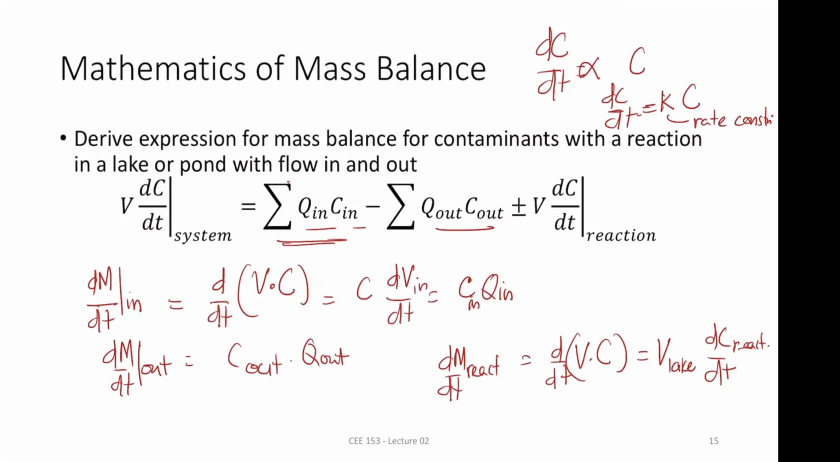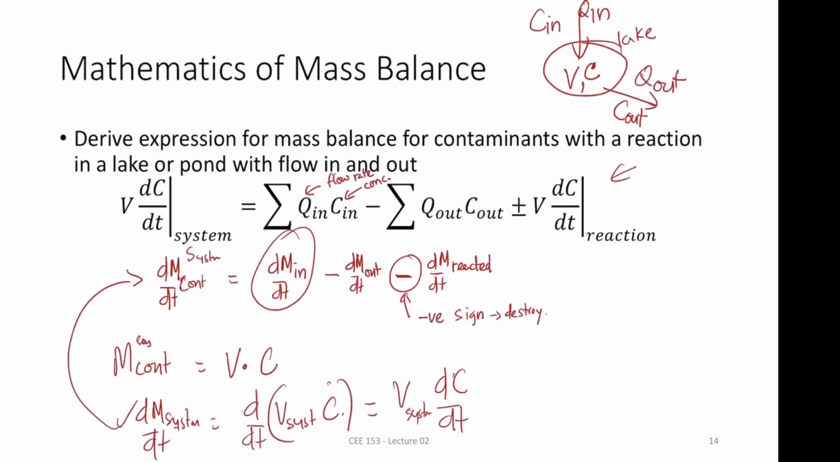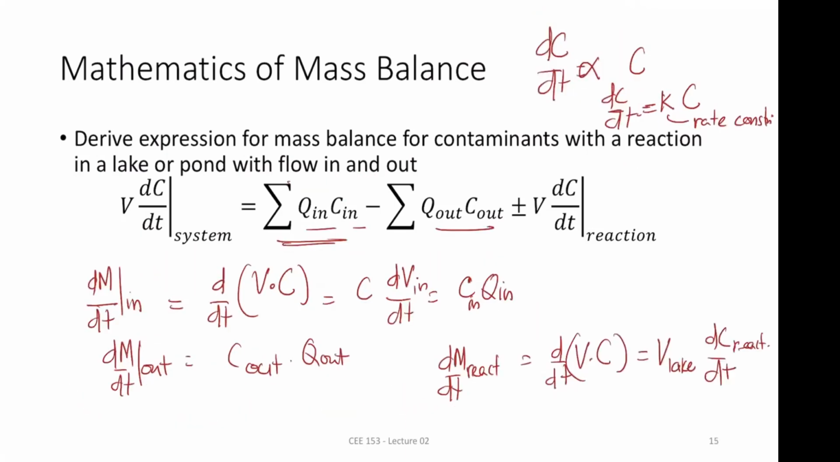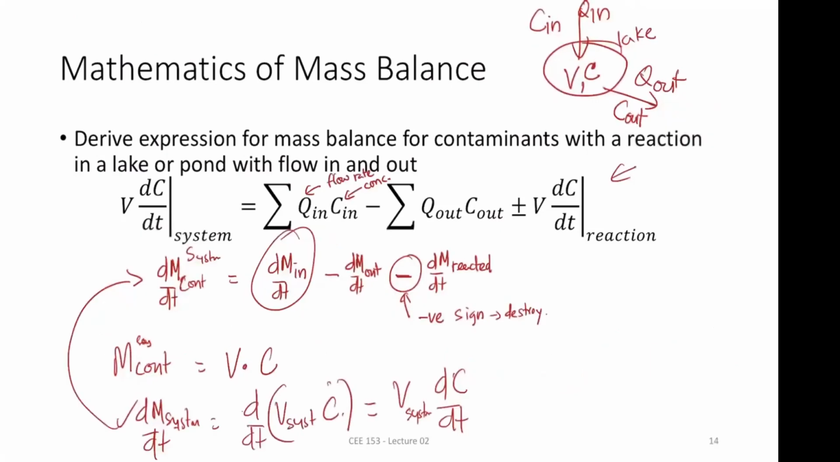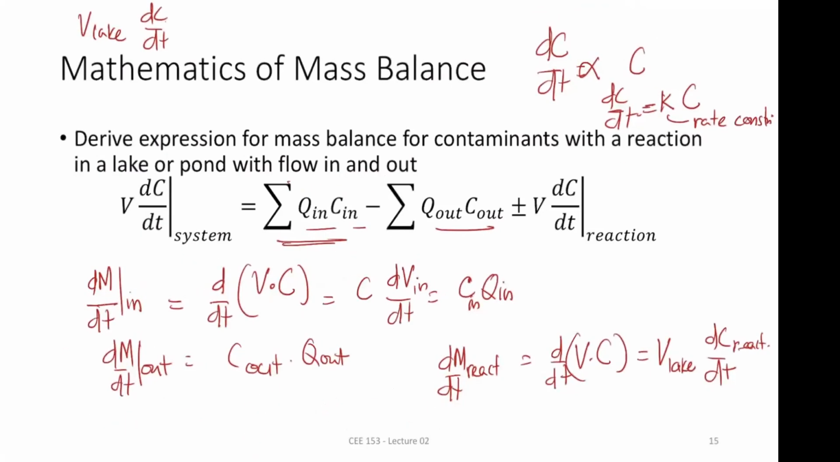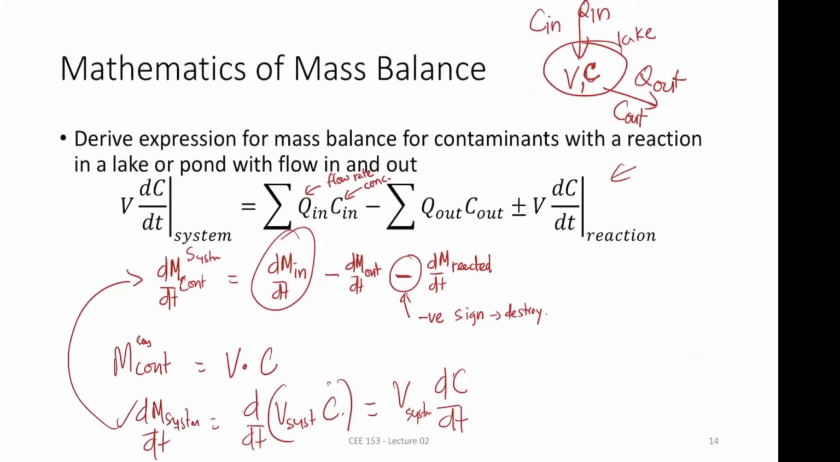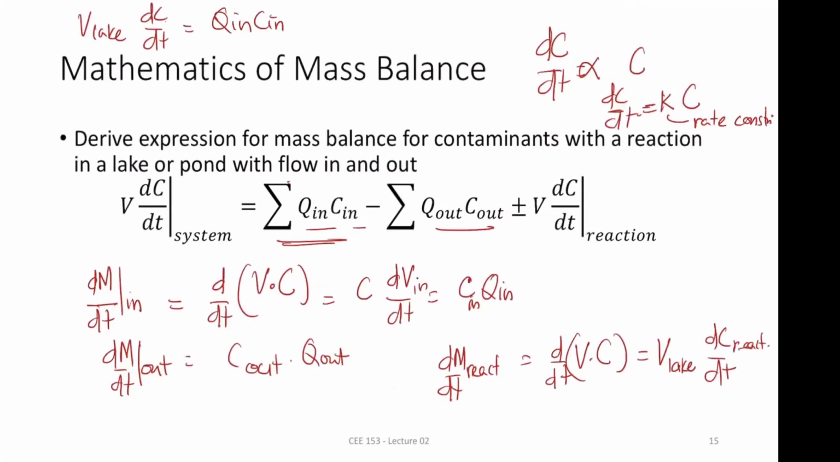So kC. So if you put all this thing here for the figure I drew here, your system mass balance will be, I'm going to start putting here V of lake dc by dt. C is the system inside. Okay. Then Q in, C in, because there is only one Q in, one coming in, Q out, C out.